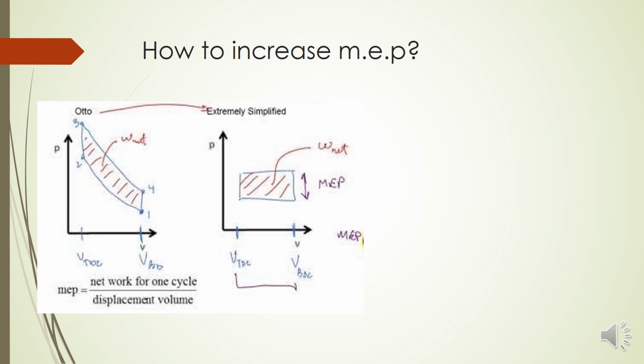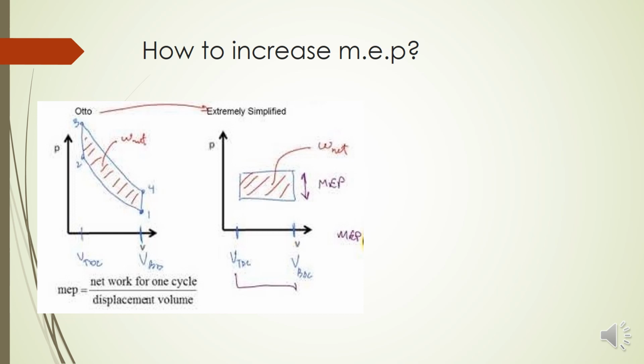Now how are we going to increase the mean effective pressure? That is the next question. One simple method is to just increase the pressure at 1, or just increase this pressure level. So simply you can increase the mean effective pressure by increasing this first pressure, or the pressure of the air in the suction stroke.